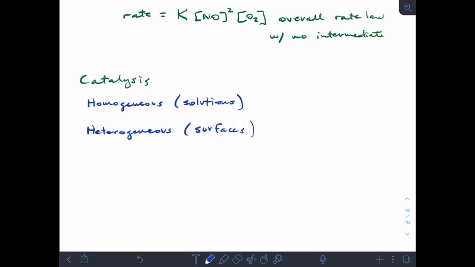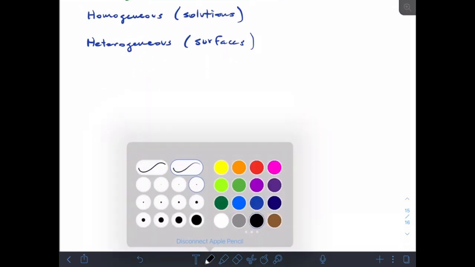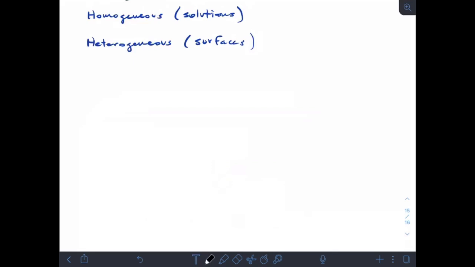Okay, so that's how you can tell the difference. If you're talking about a liquid solution where everything's happening, homogeneous. If you're talking about a catalyst that is a surface and the reaction is happening on the surface of something solid, you have heterogeneous catalysis. So let's take a look at what catalysts do for us. Catalysts speed up reactions. Great. How do they do that? Catalysts speed reactions up by lowering activation energy.